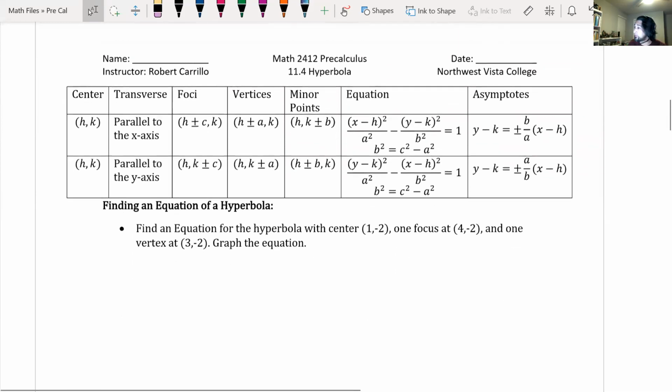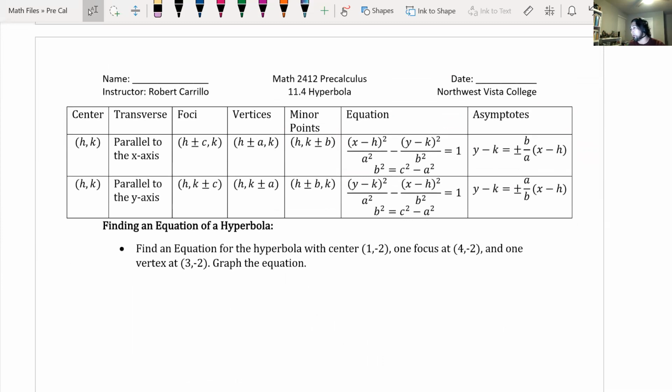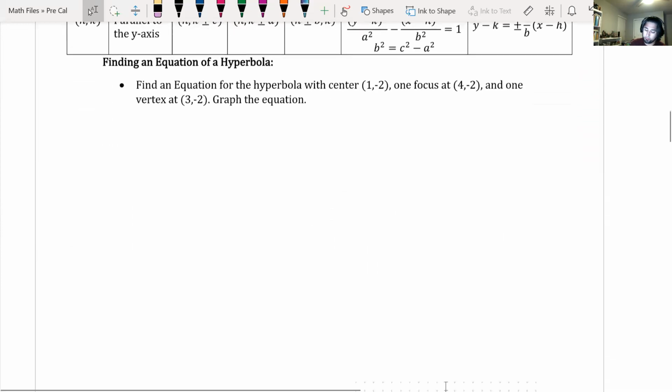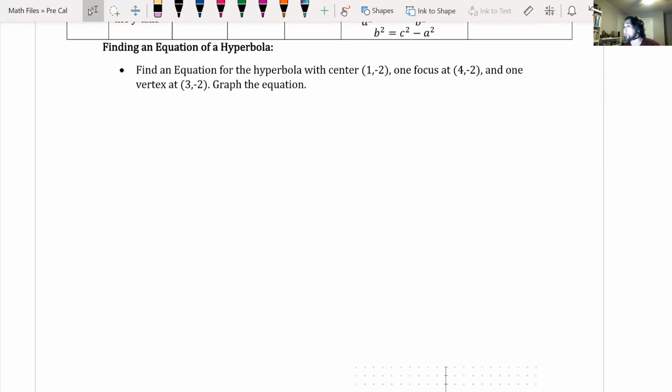Okay. So on the next page, once again, here's the formula box so we can reference this while working this problem. And this says, find the equation of a hyperbola. Find an equation for the hyperbola with the center at (1, -2), one focus at (4, -2), and one vertex at (3, -2). And just like every other conic we've dealt with, one of the easiest ways to find a, b, and c and find what axis we're parallel to, plot everything they're giving us.